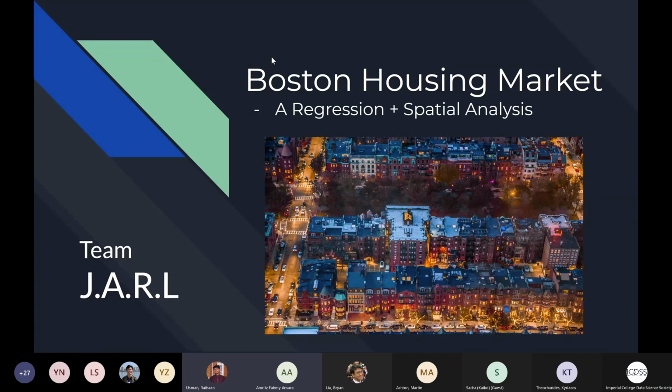Good morning. We're Tim Yao, and we'll be talking to you today about regression and spatial analysis of the Boston housing market.